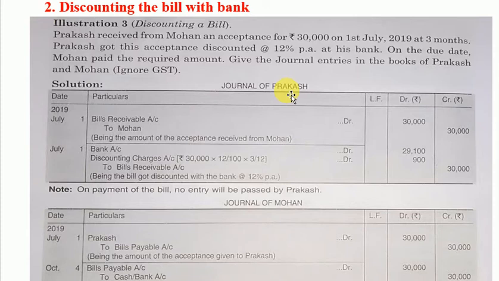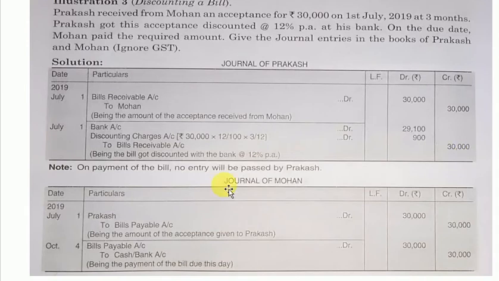So Prakash need not wait for 3 months. On July 1 itself, he is receiving the amount from his bank, and since the bank is paying, the bank will credit the amount in his bank account. So instead of 30,000, 29,100 will go to the bank account of Prakash. He will have to bear the loss of discounting charges, which is 900, and this is the case of bills getting discounted with the bank. And the narration goes, being the bill receivable discounted with bank at 12% per annum.